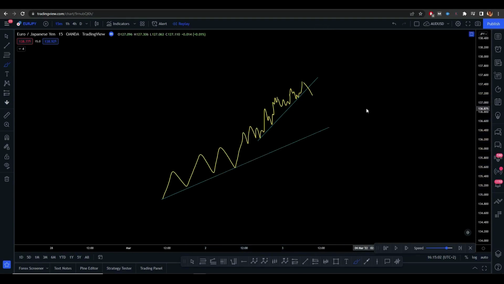So in conclusion, you always need to connect at minimum 2 highs or 2 lows. This here and this here. Always connect a minimum of 2. So let me put this trend line where it's supposed to be.